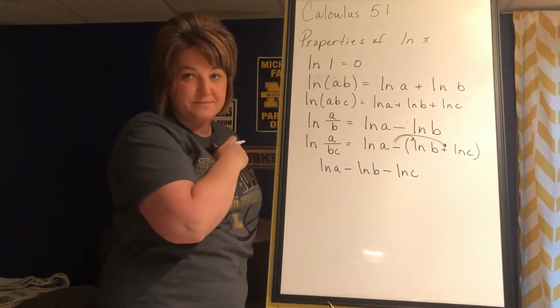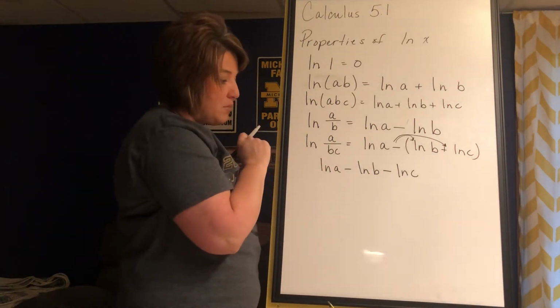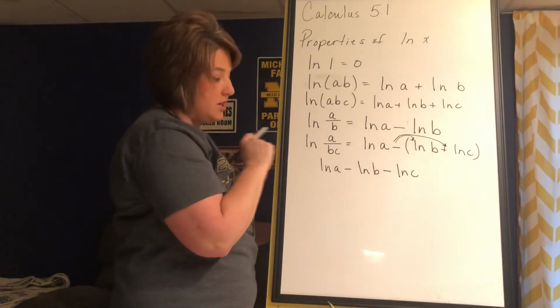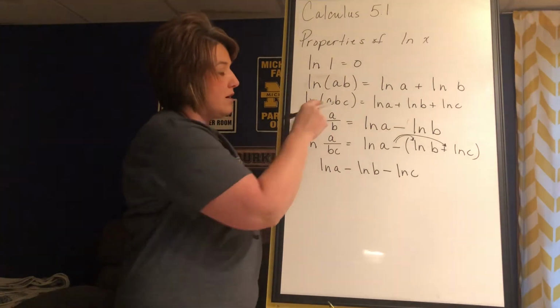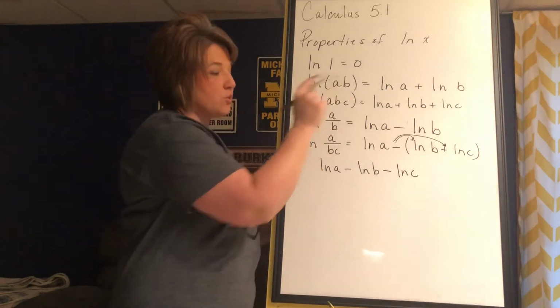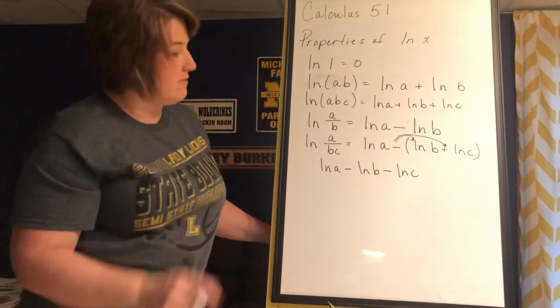So either way, you're going to get to this answer, whether you go this route or you just go straight to here. But whenever you have a fraction, a rational expression, you always subtract your exponents. When you are multiplying, then you're going to add your exponents. And then we have the last one.